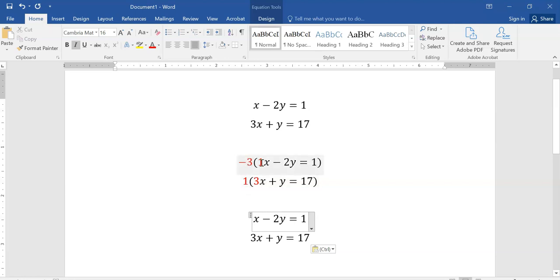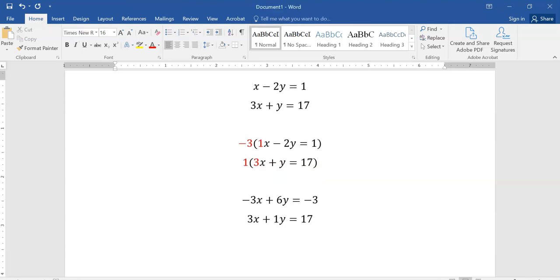So negative 3 times 1x becomes negative 3x. Negative 3 times negative 2y becomes a plus 6y. Negative 3 times 1 becomes negative 3. Again, if you're in somebody else's class, you might put multiply on the left and multiply on the right separately. And then 1 times 3x is 3x. 1 times y is 1y, or just y, doesn't matter how you write that. 1 times 17 is just 17.